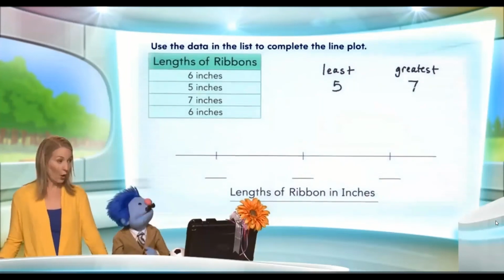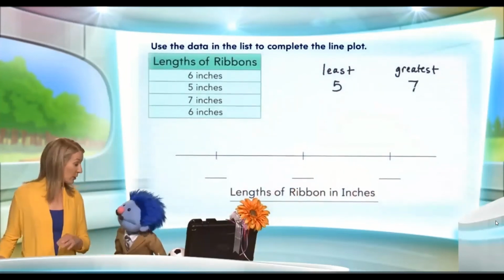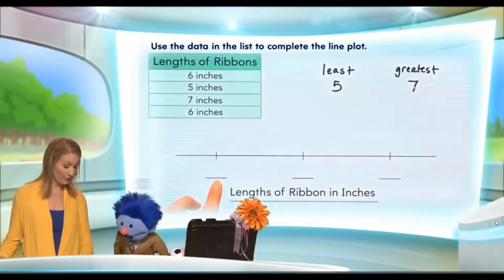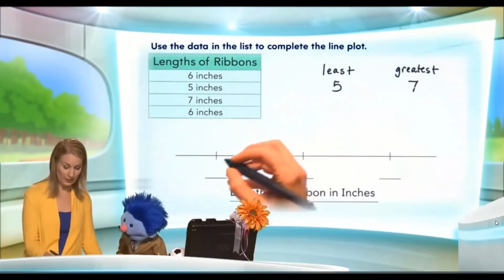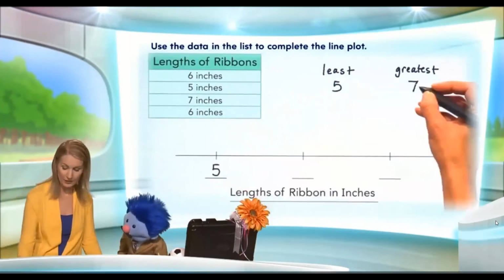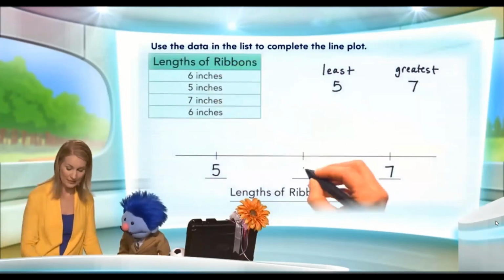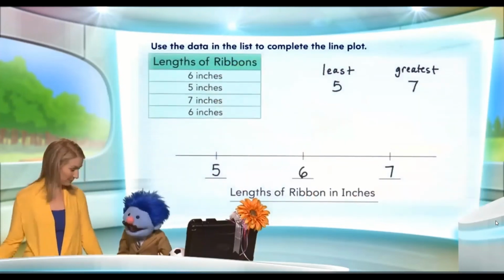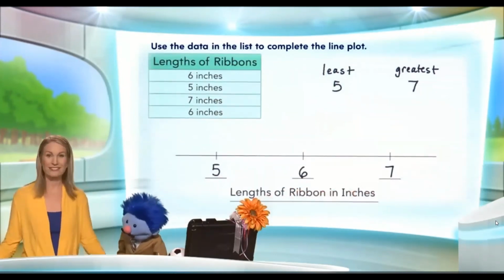Okay, now when we label our line plot, we always put the least number on the left and the greatest number on the right. So the least number is 5. That goes on the left, and the greatest number is the 7. And of course, we also have a value of 6 here. So we'll put the 6 in between. Yes, these go in order. 5, 6, 7.